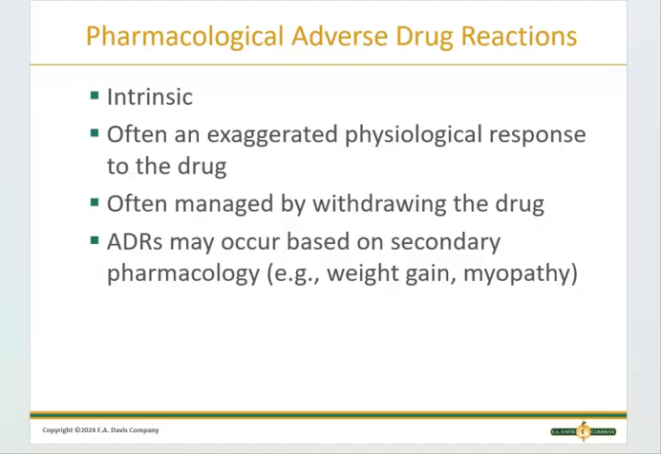So, pharmacologic adverse drug reaction. Again, intrinsic, often exaggerated physiological response. They are often then, like we'd already talked about, managed by withdrawing the drug. And they could be occurring based on a secondary pharmacology.